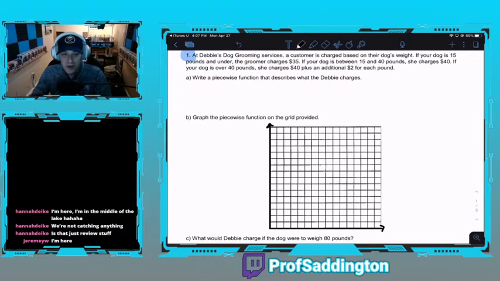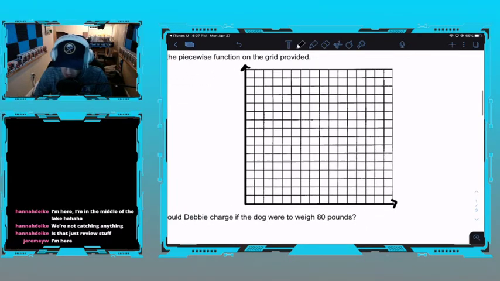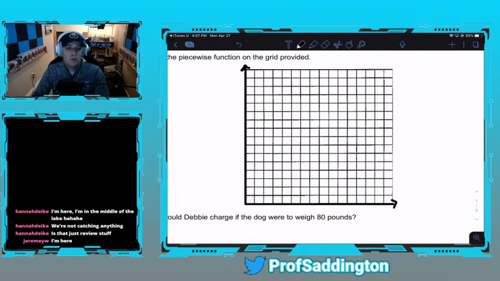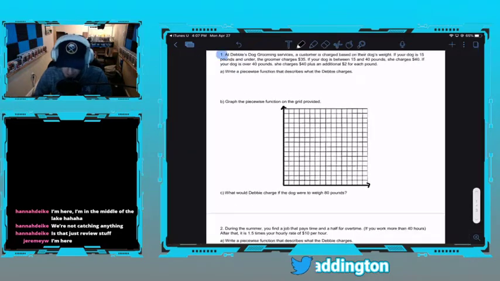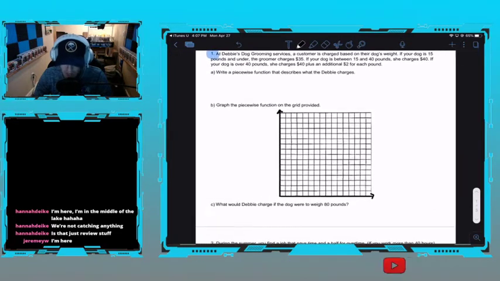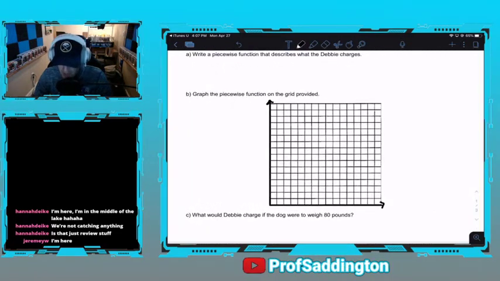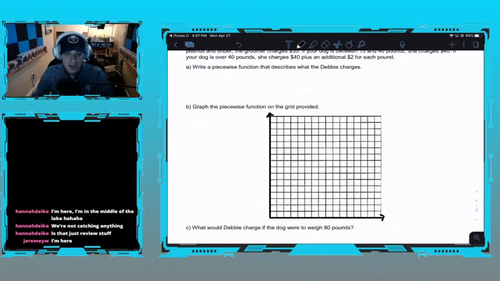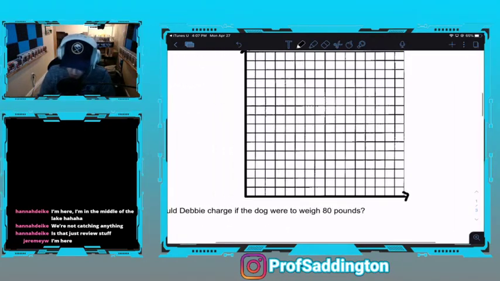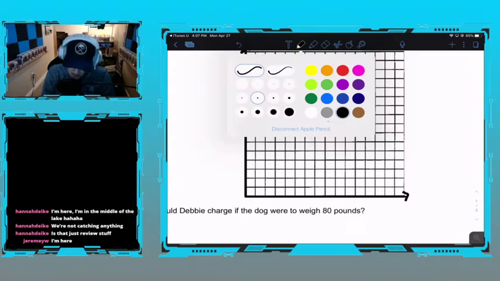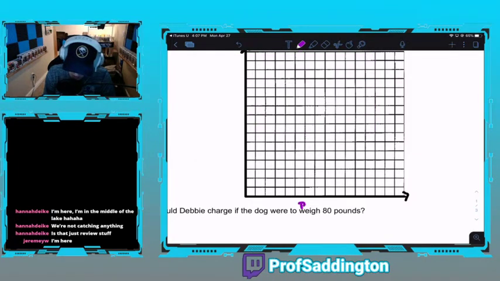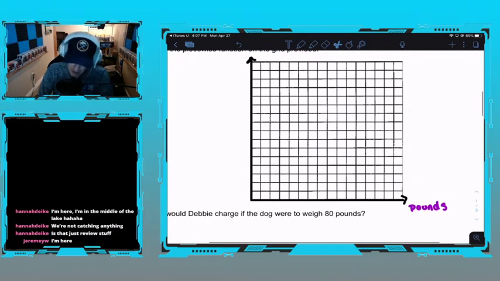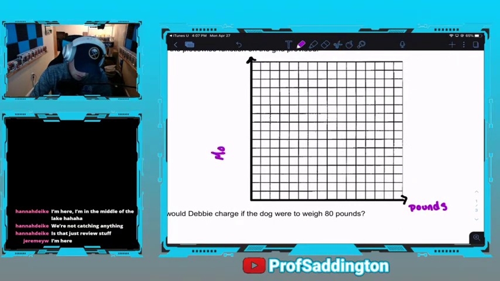So before I can start graphing it, I just have to make sure I know which part's going to be money, which part's going to be pounds. I'm going to do money up the y-axis, and I'm going to do pounds along the x-axis. And it doesn't really matter which way we go about it. It's just the way I'm going to choose. So down here is all going to be pounds. And I probably should write this off to the side so I have room to write down the numbers. And then up here is going to be money.